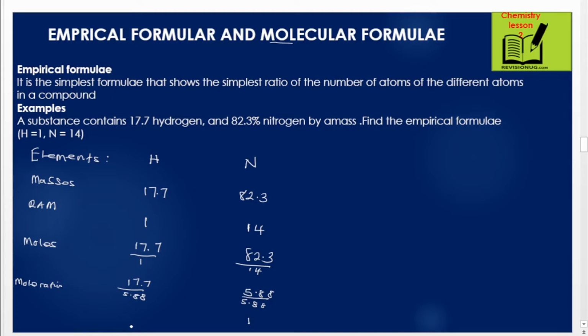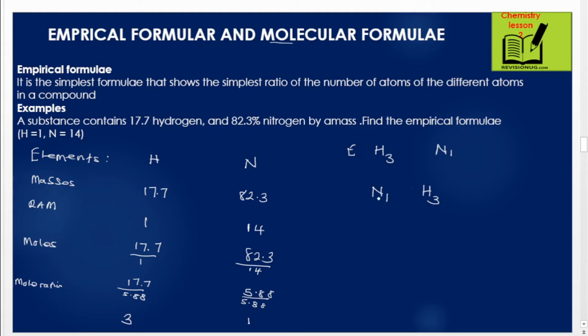Now let us divide this: 17.7 divided by 5.88. What do we get? We are getting 3.000, so we get a 3. Therefore, our empirical formula is going to be H is 3 and N is 1. Then let us arrange it: nitrogen first, then hydrogen last, and 3 here, and 1 there.